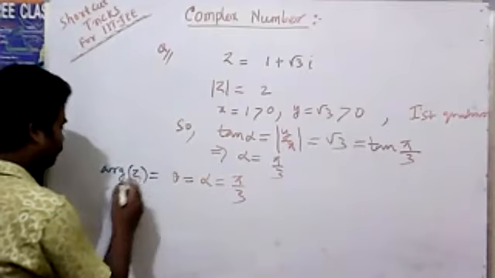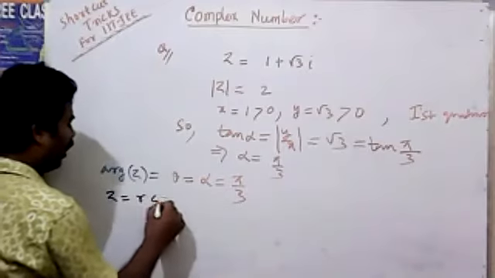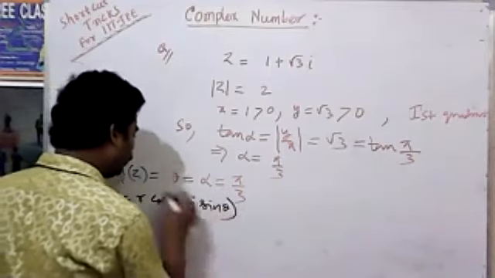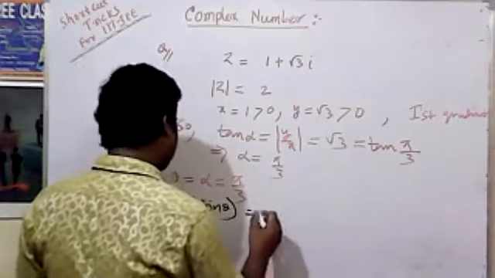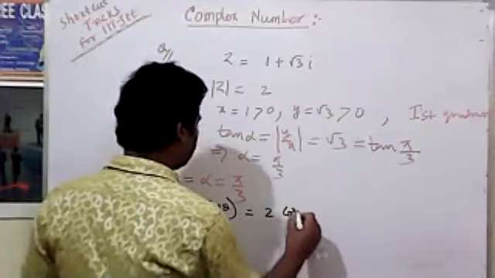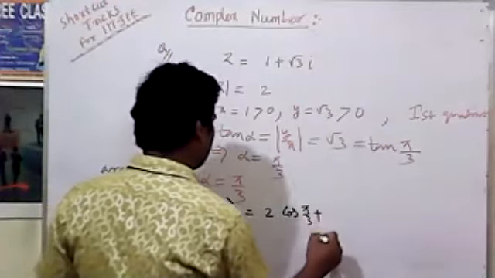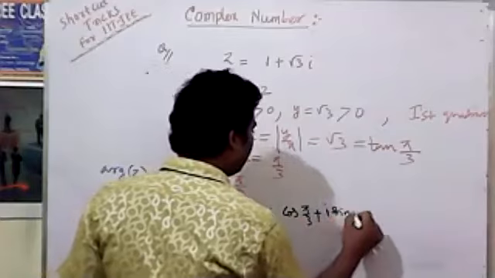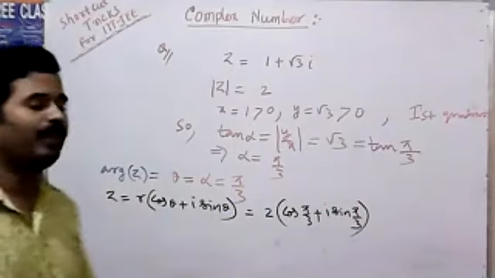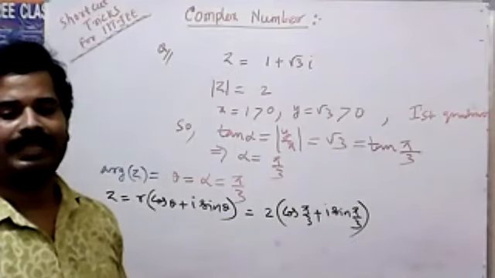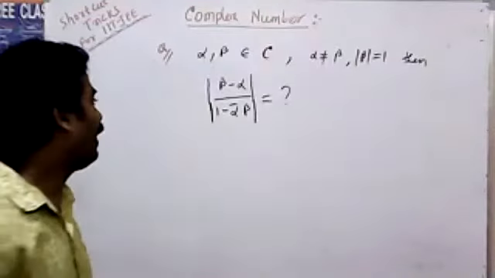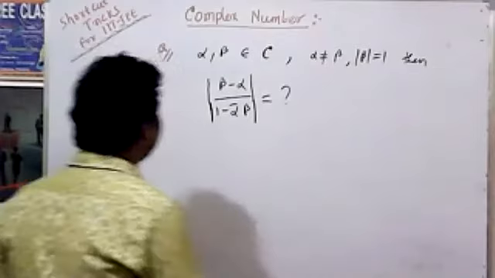You can find the polar form r cos theta plus i sin theta, which is equal to r, that is 2, then cos pi by 3 plus i sin pi by 3. This is the polar form. You can do it very easily by using this technique. Now you have to do another question. How can you find this very easily?